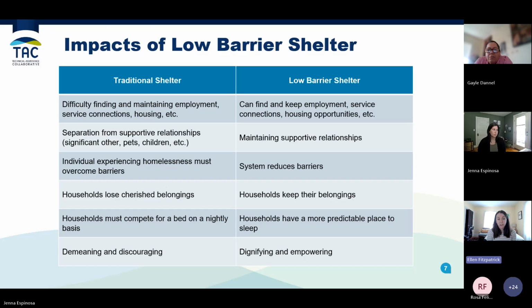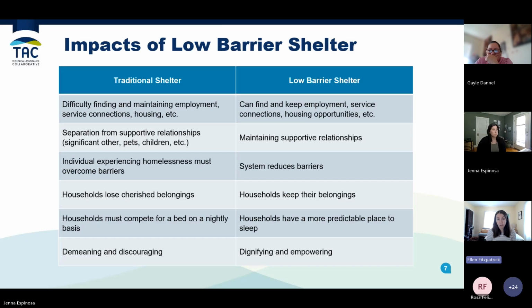Often in traditional shelter settings, folks can't hang on to some of their most important belongings, whether that's because there aren't spaces for people to keep things. Maybe there are requirements around which types of belongings you can and cannot bring in, whether that's related to size or number of things, right? Any number of policies like that lead to people losing things that might be really important to them. Or, as Jenna mentioned, lead to people making the choice not to come inside at all.